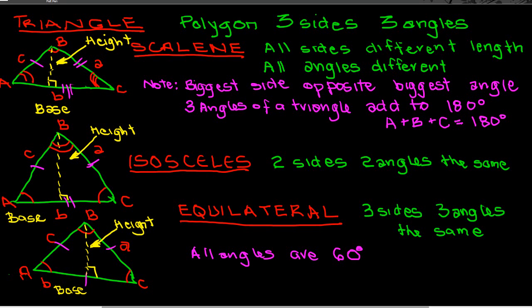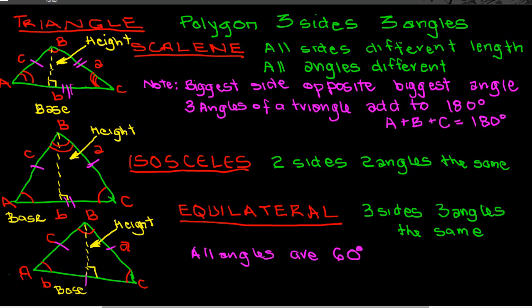2 sides, 2 angles the same. I've indicated here sides A and C with a single tick, indicating that they are the same length. Angles A and C have a single half circle there, indicating they are the same size, and angle B, 2 half circles, indicating that's a different size. And again, the base is side B, and the height, the pecked yellow line at right angles to the base B. I've used the same naming convention here, angles A, B, C, and the sides opposite, little a, little b, little c.